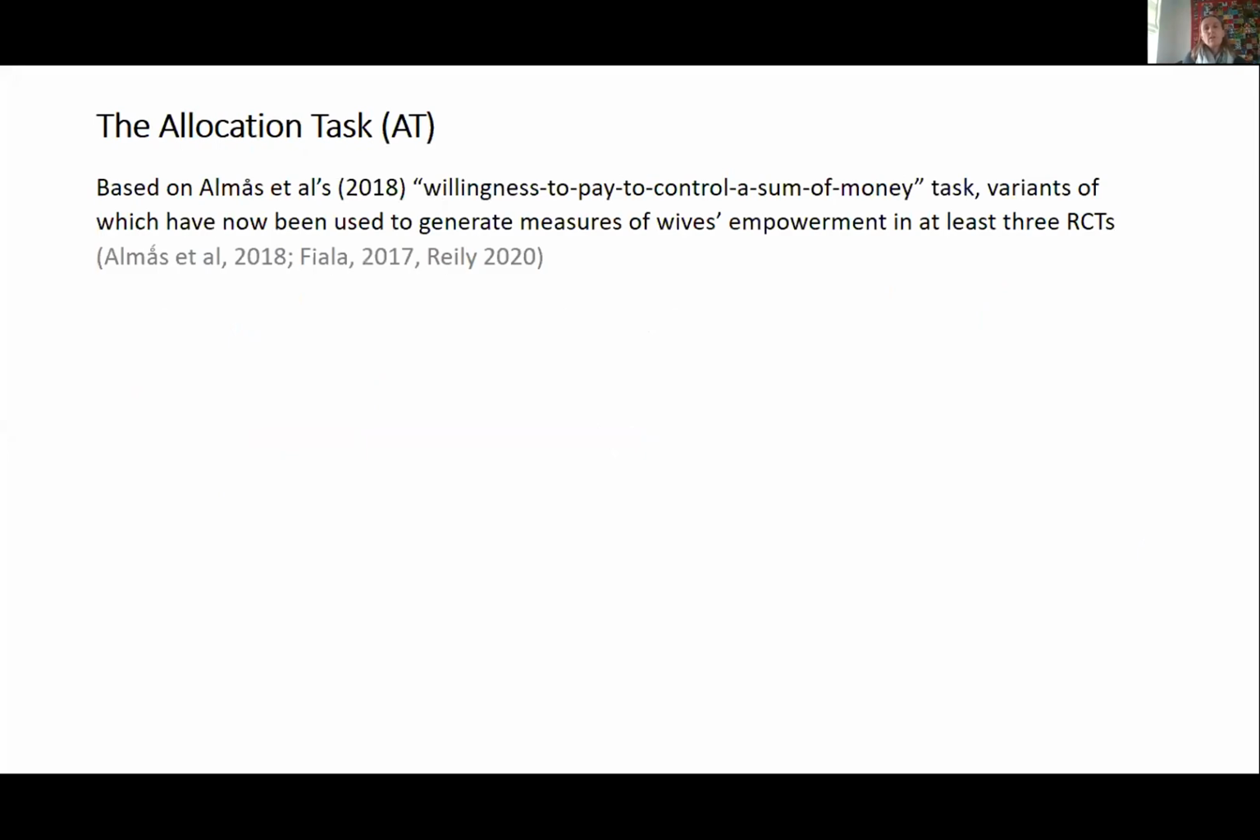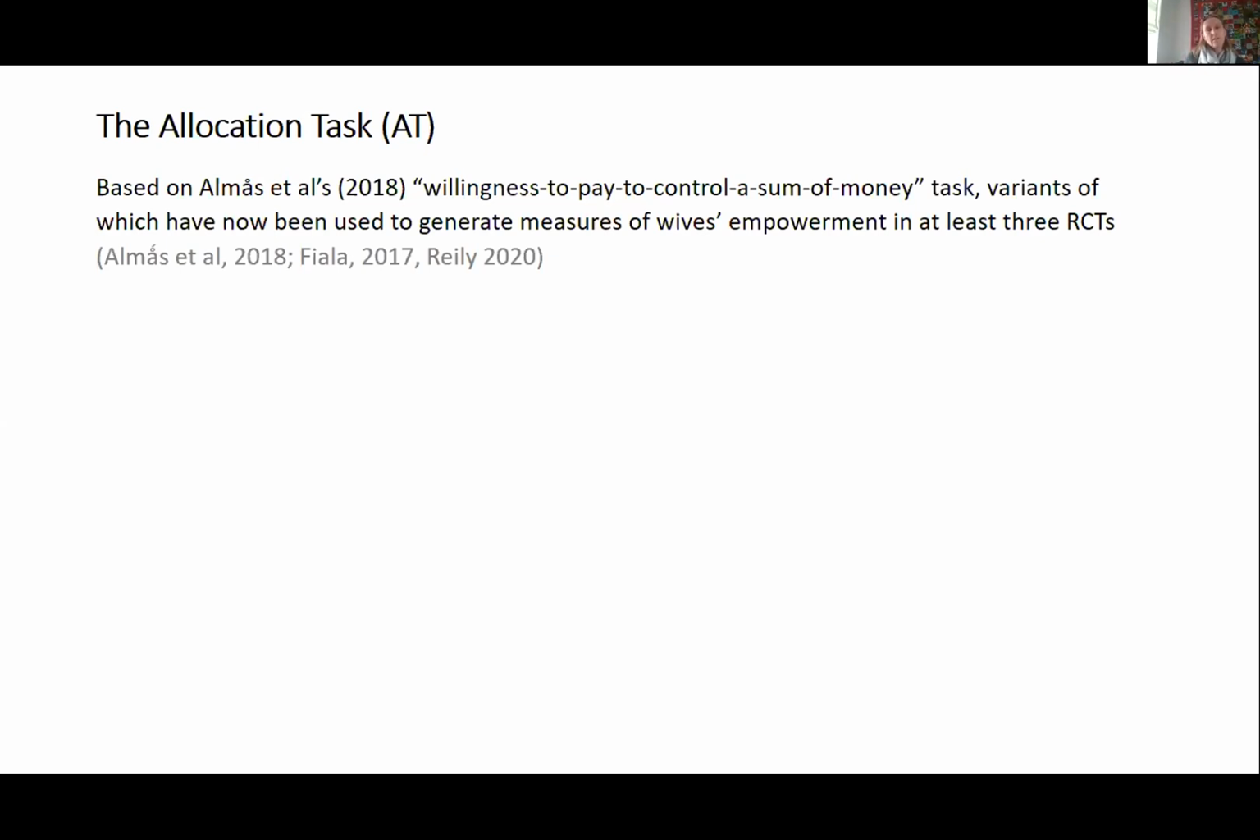So, our research design. At the heart of our research design was something called the Allocation Task. I ought to have said right from the start, this is a lab in the field study. We're inviting people to play games for money. We're incentivizing the games in order to elicit incentive compatible measures of not so much their preferences, but their behavioral tendencies, I'm going to call them here.